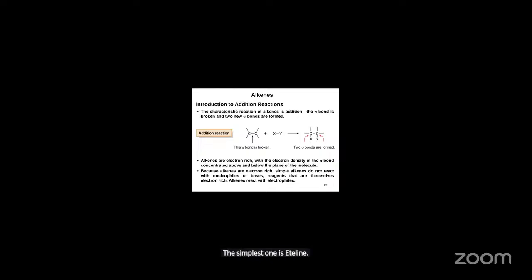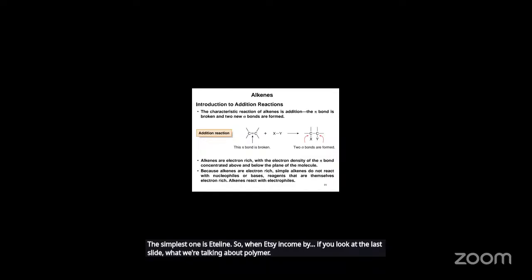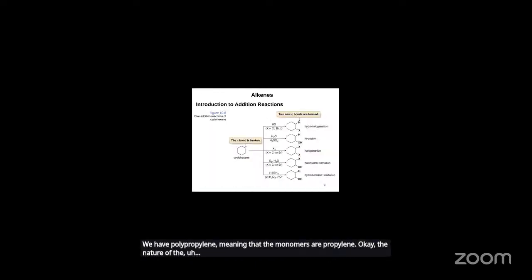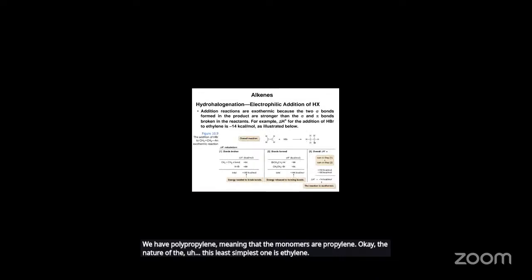So when ethylene combines, if you look at the last slide, what we're talking about is polymer. So it's the things that combine that determine the nature of the polymer. We have polypropylene, meaning that the monomer is propylene. The simplest one is ethylene. It can go as far as whatever, but the simplest ones we know.